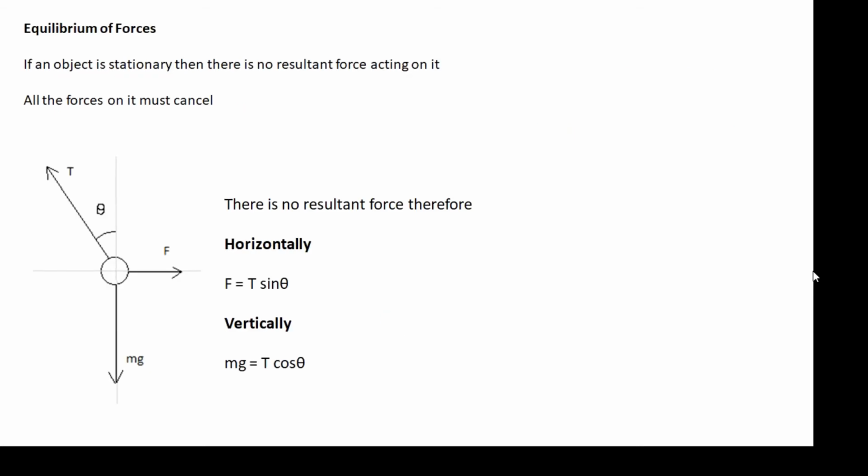Equilibrium of forces. We'll talk a lot more about forces later, but while we're on vectors, if an object is stationary, then there's no resultant force acting on it, so all the forces must cancel. So using this idea of resolving, if we resolve horizontally, then we know that there's no resultant force, so F equals T sin theta. If we resolve vertically, again, there's no resultant force, so mg will equal T cos theta. And if you're good at maths, you might have spotted that F divided by mg would equal tan theta.